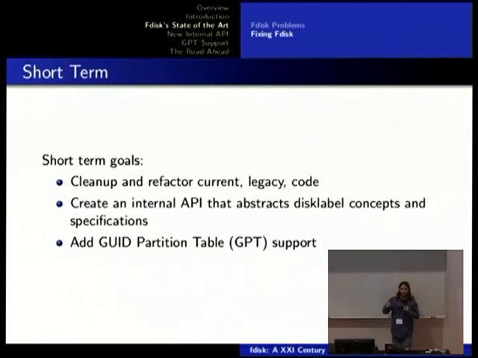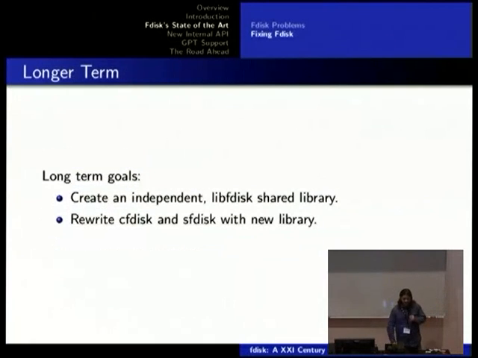The short-term goals, which was the actual work I did during the summer, was to clean up and refactor current legacy code, create an internal API that abstracts the specifications and complexity of disk labels, and finally add GPT support. All this is towards the greater good, which are the long-term goals: to create an independent shared library, like libfdisk, kind of like what libparted is to GNU parted. And with that new library, rewrite the other remaining tools, which is cfdisk and sfdisk.